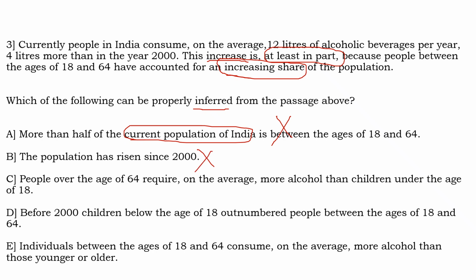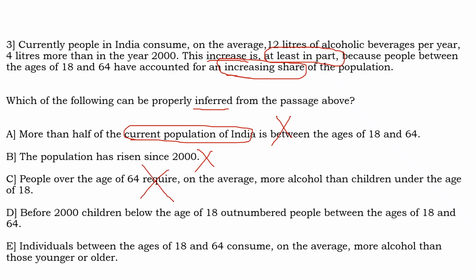Option C: people over the age of 64 require on average more alcohol than people under the age of 18. Can we say that? No, we cannot make any distinction between the people above the age of 64 and below the age of 18, because we don't have any facts to support an inference. All inferences should be supported by facts. This passage does not contain any facts about the alcohol consumption needs of either group. So that is why this also is wrong.